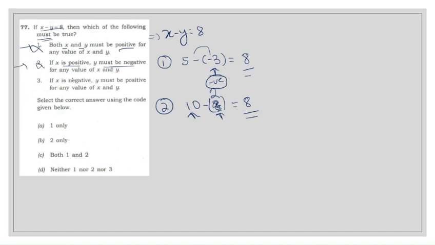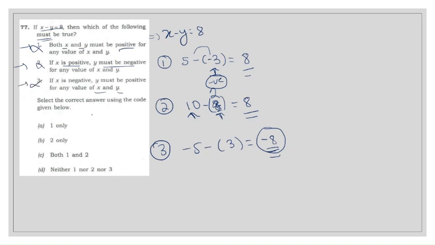Which means that again the second point is also wrong. Now they are saying if x is negative, y must be positive for any value of x and y. So if we take x to be like minus 5, then they are saying that y must be positive. Suppose y is equal to 3. After we subtract, the answer will be minus 8. So again this is false. Y must be positive if x is negative. If y is positive, then we'll get a negative answer if x is also negative. So again this statement is also false.